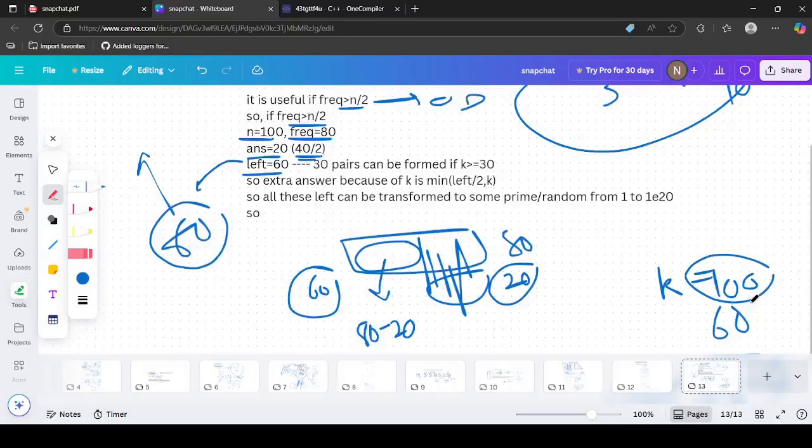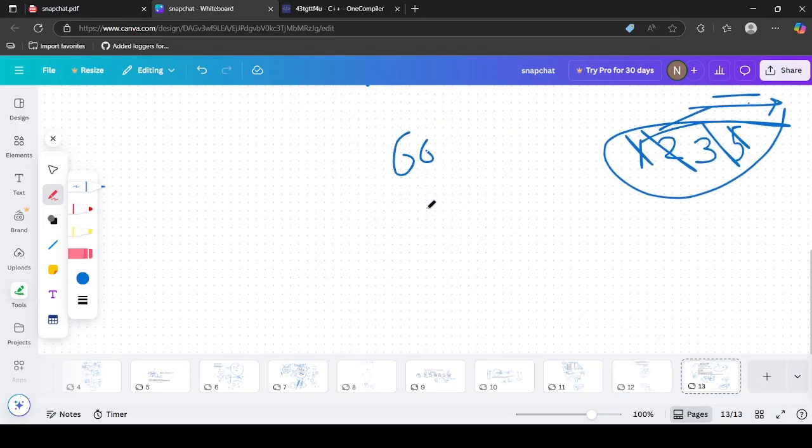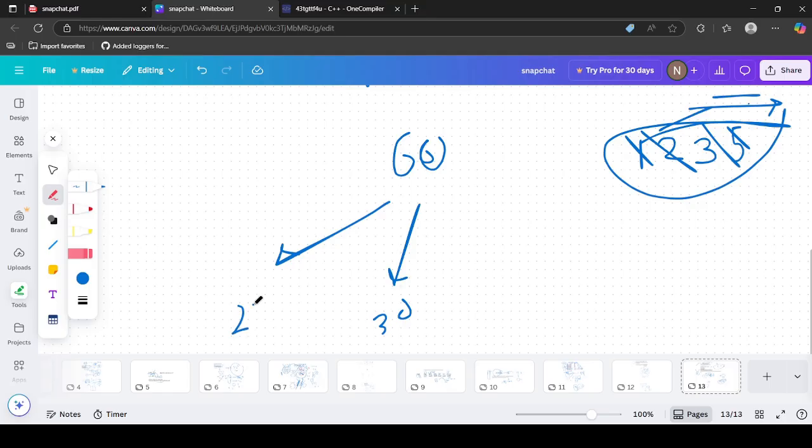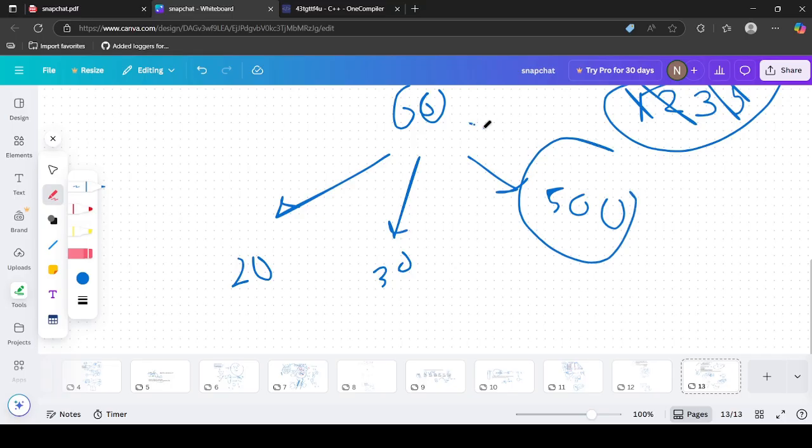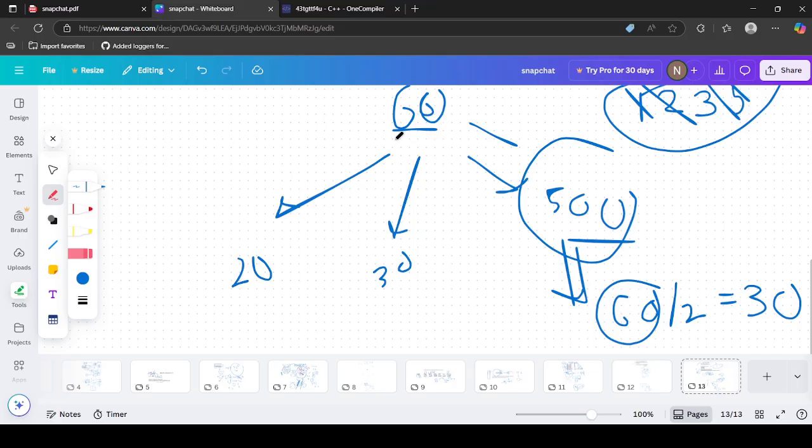So from this, we can utilize the fact that the extra answer because of k will be simply the minimum of left by 2 and k. Why minimum? For example, the left is 60 and k is 30, or k is 20, or k is 500. If k is far more than 60, we can pair all those. So it will be the minimum of both. And we are dividing by 2 because we are thinking about pairs. So if k is more than the left by 2, it means that we can pair every other, so the answer is simply 30, the minimum of left by 2 and 500.